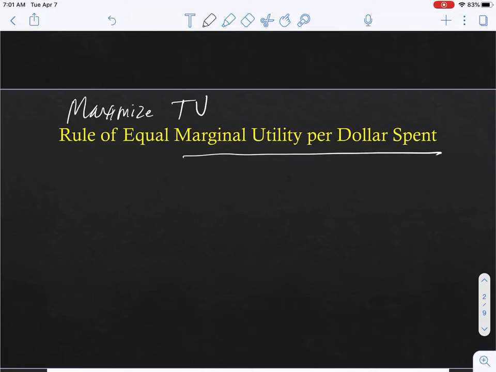Maximize total utility by equalizing marginal utility per dollar. Right. So let me give you an example. Or actually, let's write this out a different way.